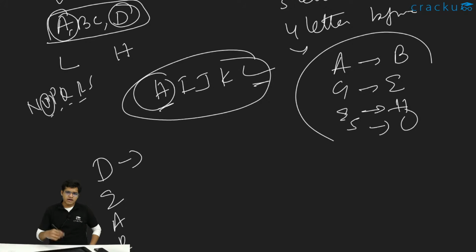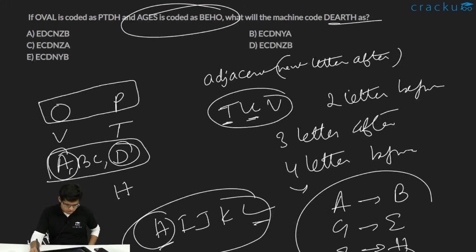D, the letter after D is E. E, two letters before E is C. C, D, E. A, three letters after A is A, B, C, D. Right? So it is E, C, D. Okay, every option is having E, C, D.